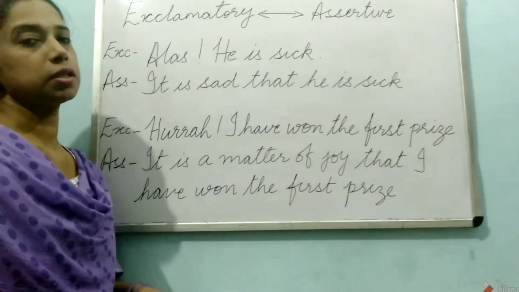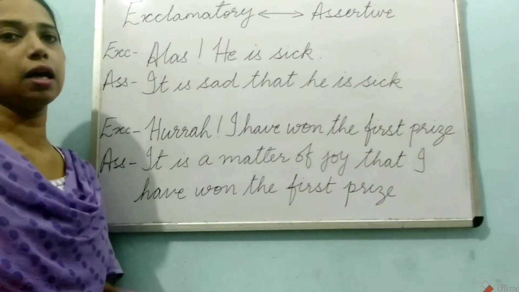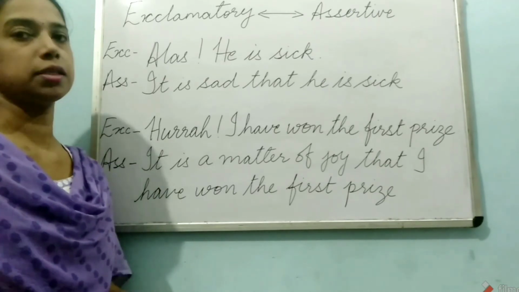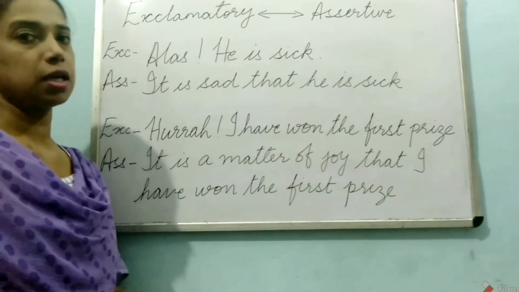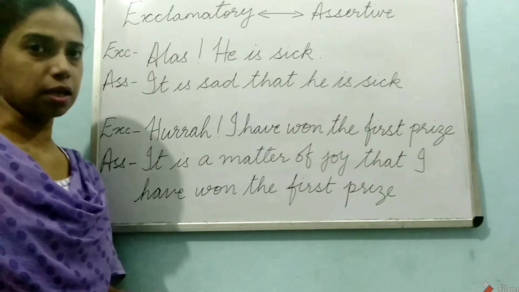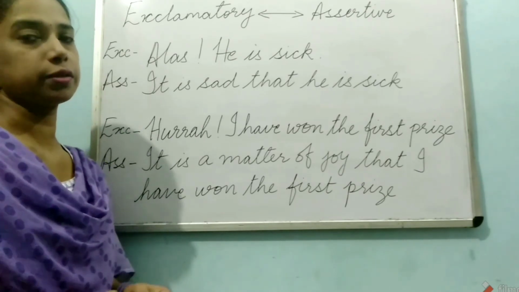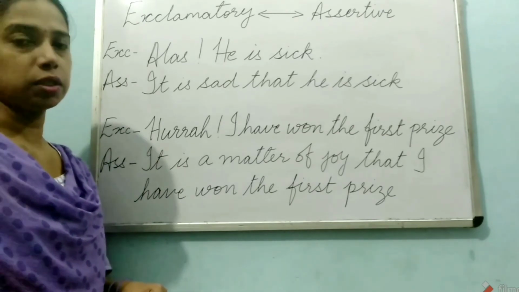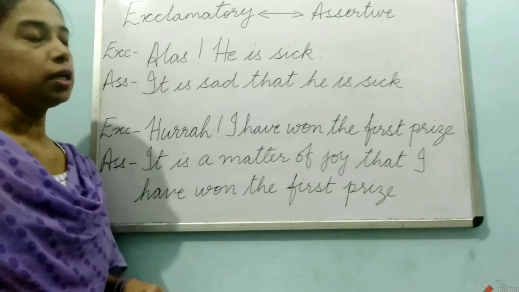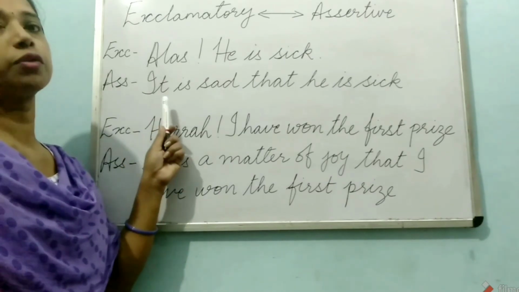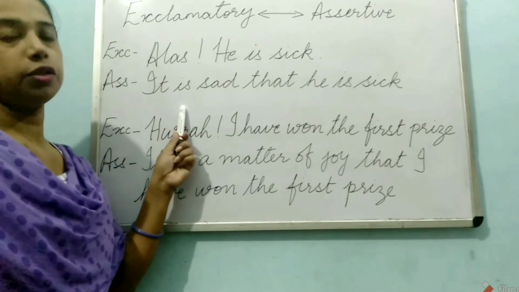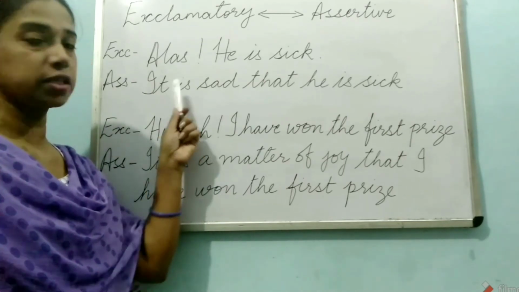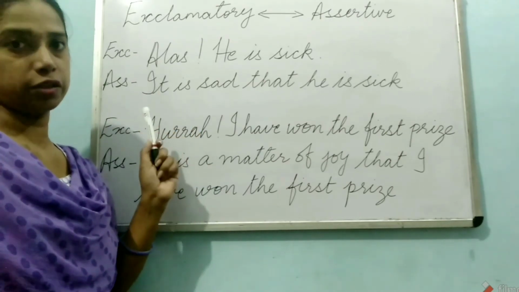Now we use certain interjections like alas, hurrah and bravo in our exclamatory sentences. And these are the words that express our sudden feelings or emotions. Now if your exclamatory sentence starts with these words like alas or hurrah, then in the assertive sentence you remove them and you use a phrase related to the feeling that is expressed by that interjection.